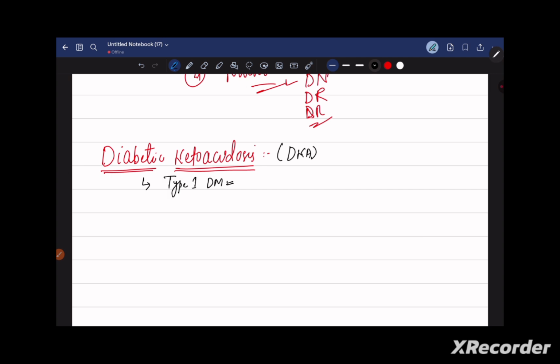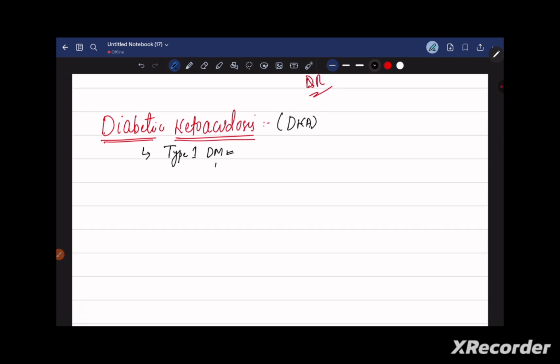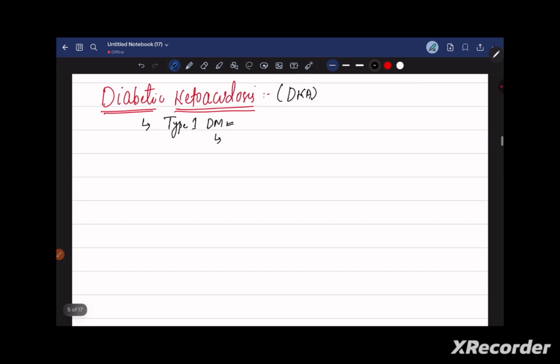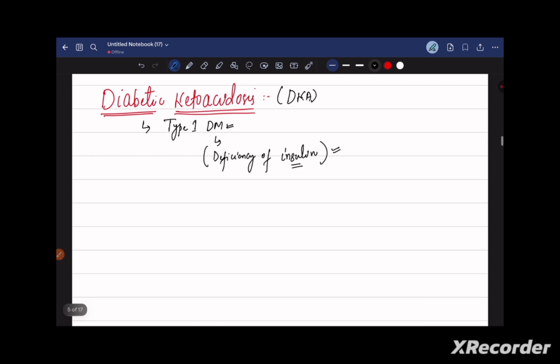Why? Because in type 1 diabetes mellitus there is a deficiency of insulin. Because of this deficiency of insulin, DKA occurs. We will be dealing with this later. I will make you understand the whole pathophysiology of DKA, so just have belief. You have to remember this is mainly seen in case of type 1 diabetes mellitus.